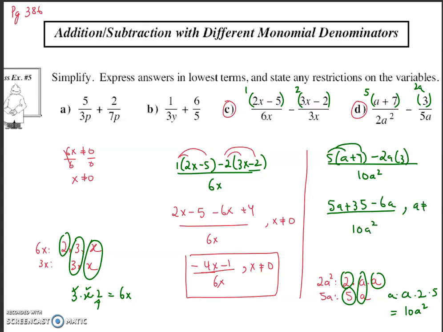Once again, a cannot equal 0. And when we combine these like terms, we end up getting negative a plus 35 over 10a squared. Because we can't reduce all the terms by a common number, so not everything will get reduced by a, or by 5, our final answer will be that over here.